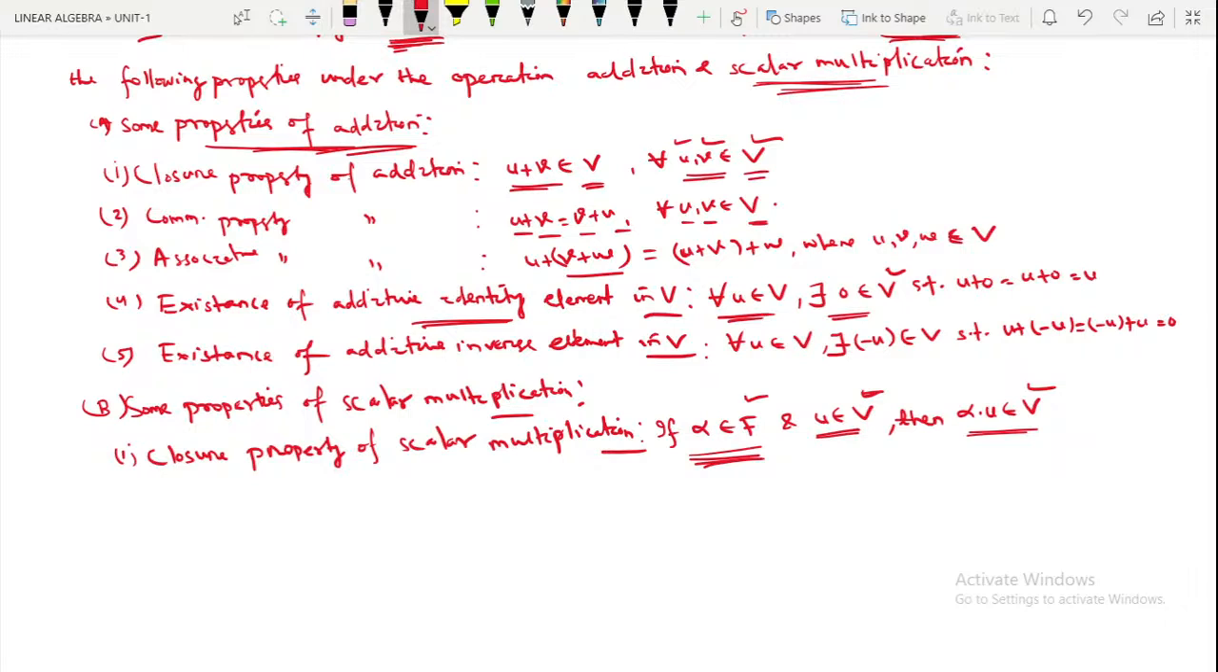That means when you take an element u from set V, and you multiply by a scalar from that field F, if the product lies in set V, then you say that the non-empty set V satisfies the closure property of scalar multiplication. Then the next property is distributive property.